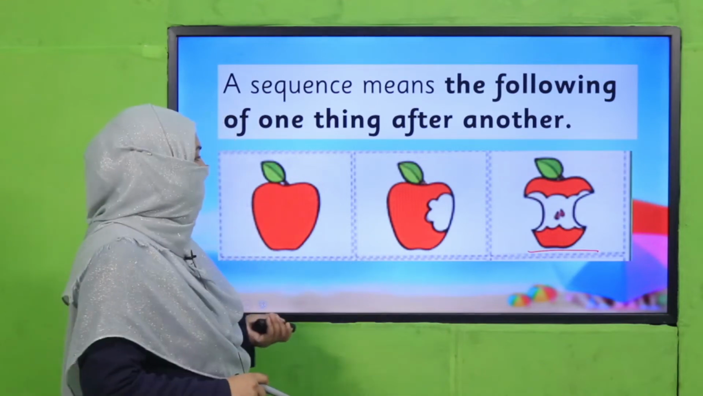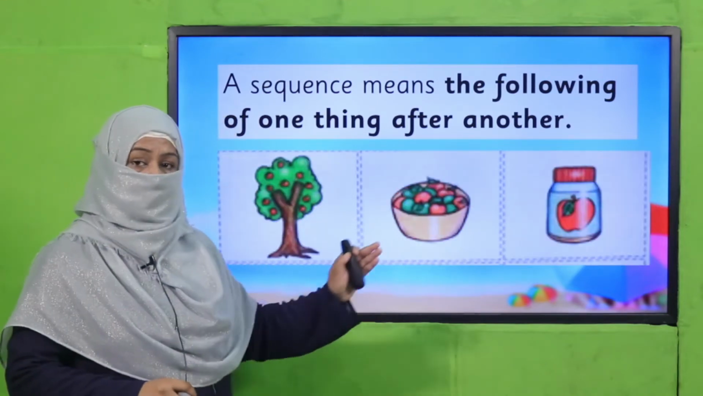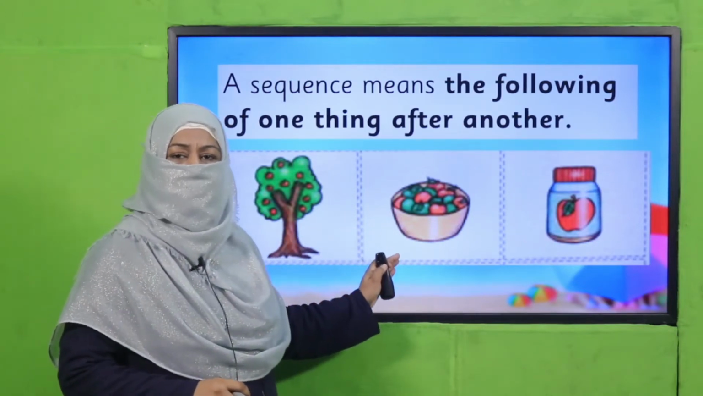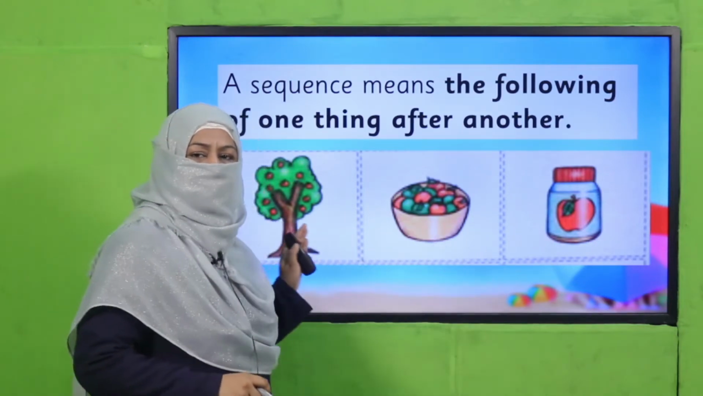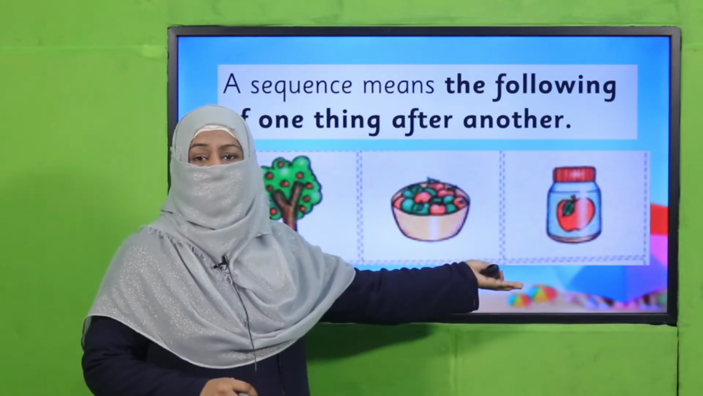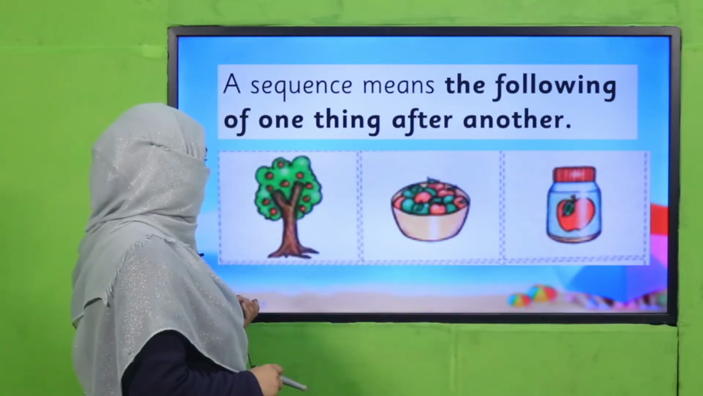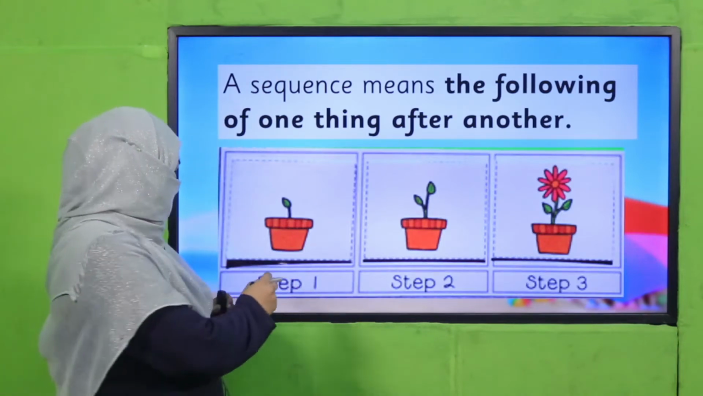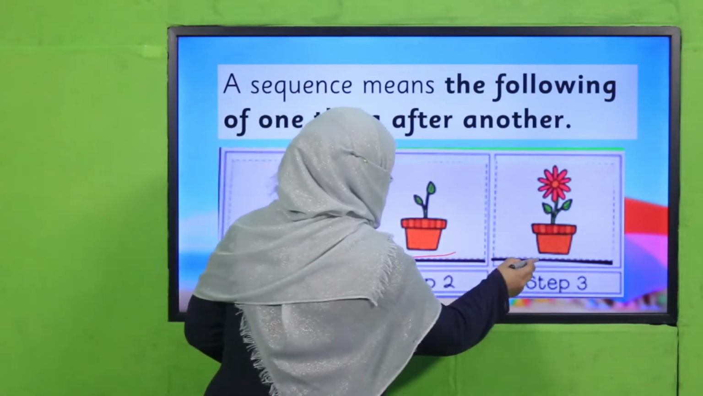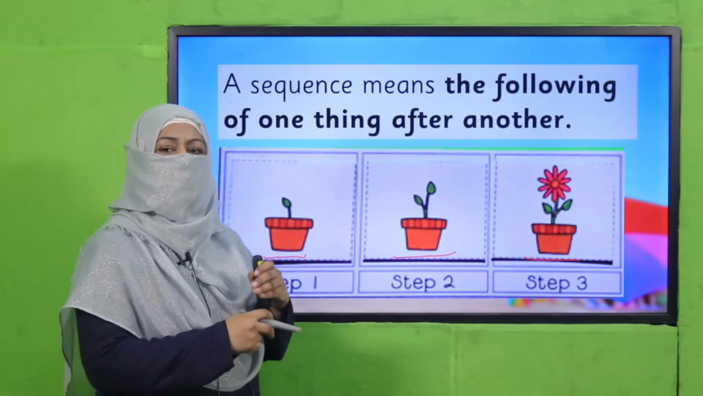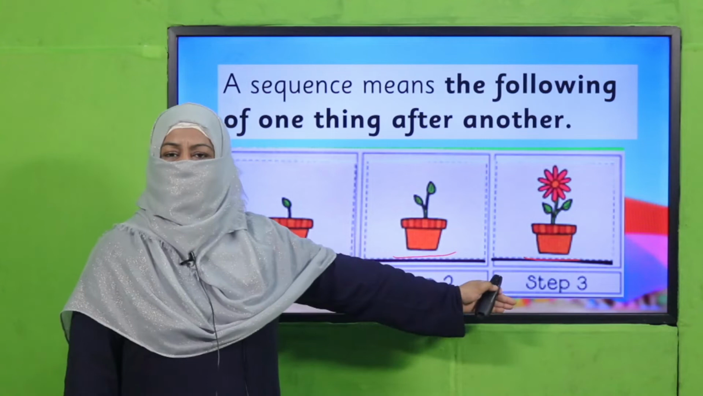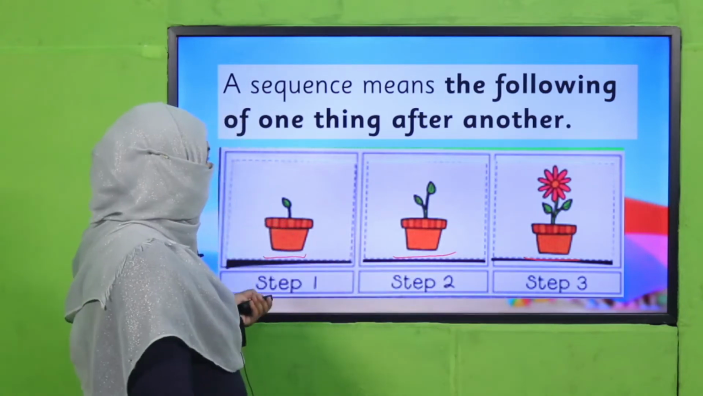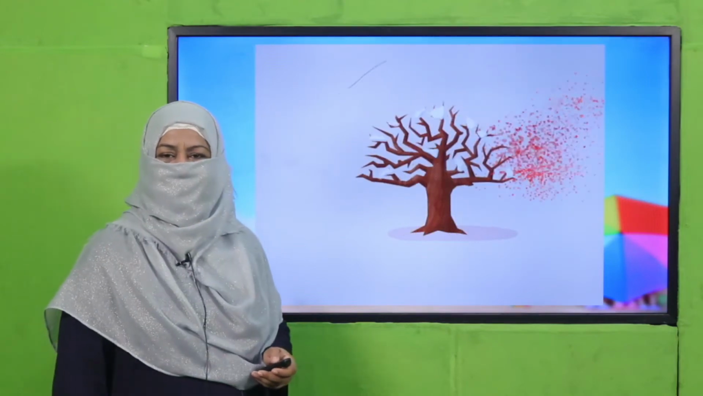It's a sequence. Okay, the other example is making of jam. We take fruit from a tree, then we process it, then we make jam. So if any of the steps is missing, you cannot get jam, right? Okay, planting a plant. This is the first step, this is the second, this is the third. This is how, gradually, one after the other, we reach this point. This is our sequence, all right? And another example is beautiful. Look at this, subhanallah.